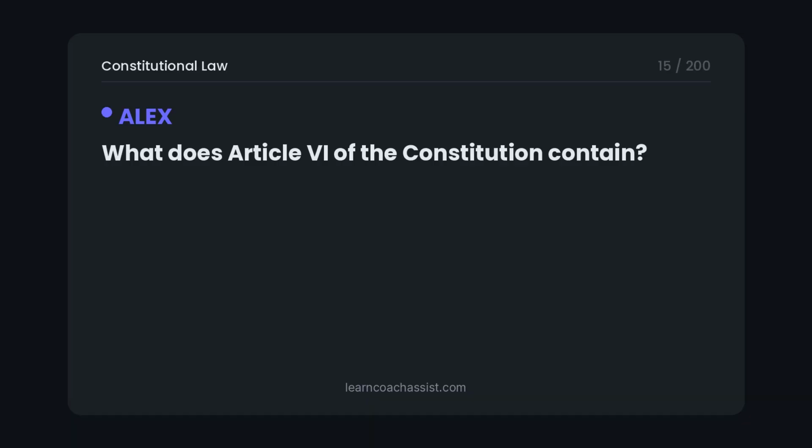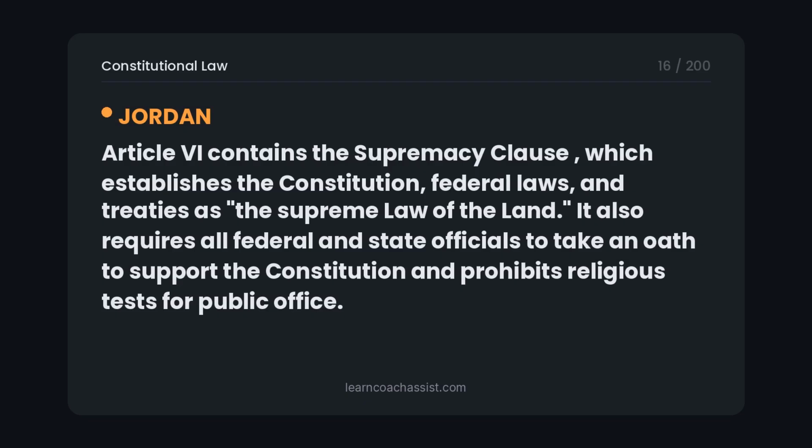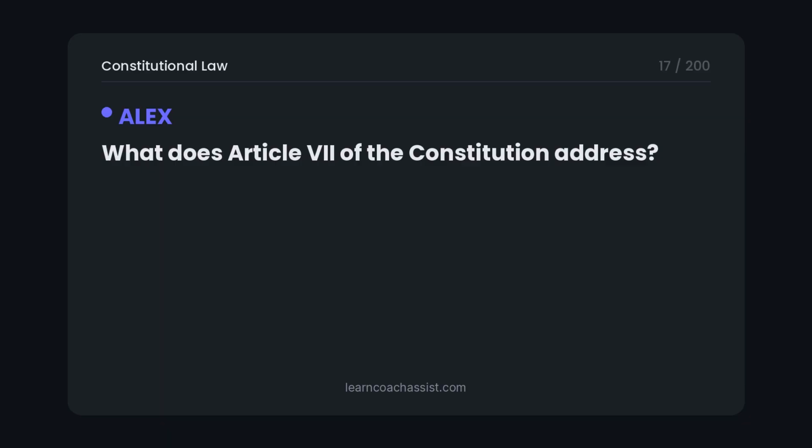What does Article 6 of the Constitution contain? Article 6 contains the Supremacy Clause, which establishes the Constitution, federal laws, and treaties as the supreme law of the land. It also requires all federal and state officials to take an oath to support the Constitution and prohibits religious tests for public office.